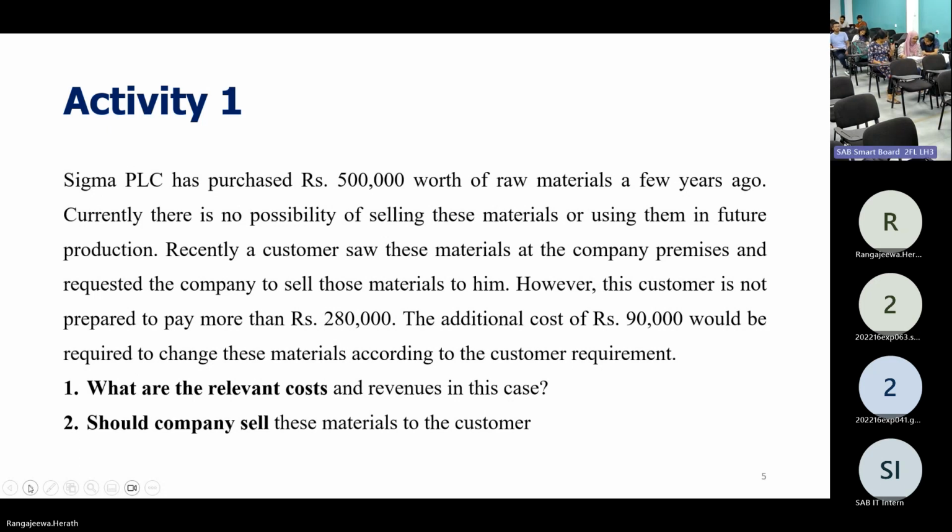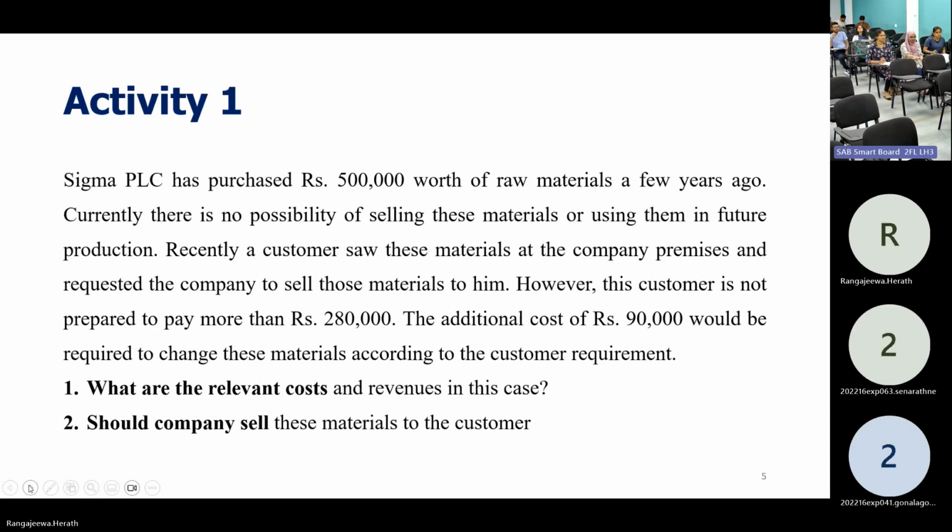Sigma PLC has purchased 500,000 rupees worth of raw material a few years ago. Currently, there is no possibility of selling this material or using it for future production. Recently, a customer saw this material at the company premises and requested the company to sell it to him. However, this customer is not prepared to pay more than 280,000. An additional cost of 90,000 would be required to change this material according to customer requirement.